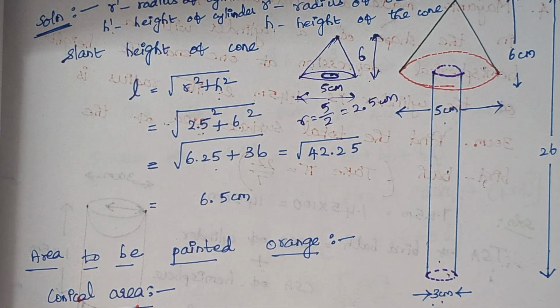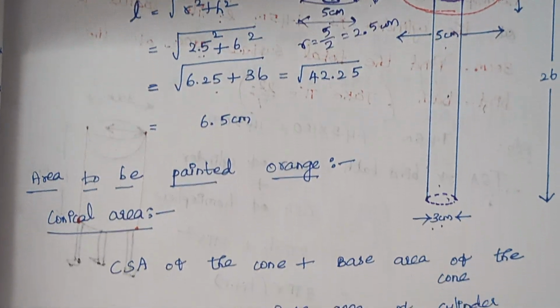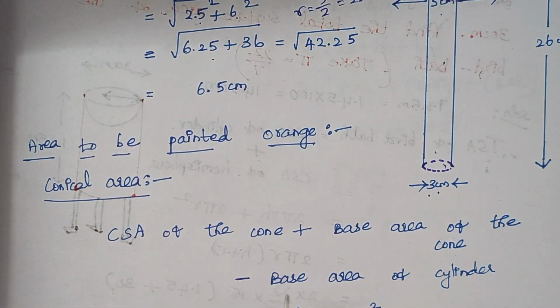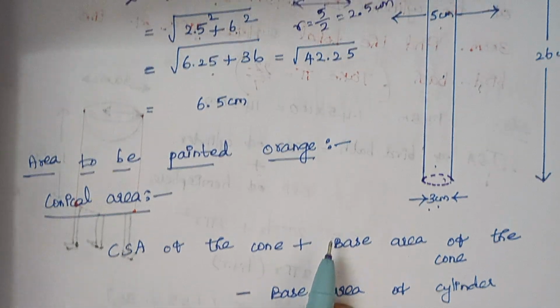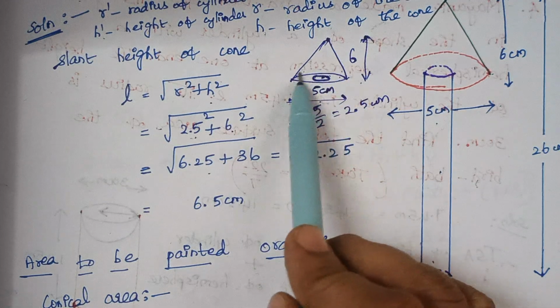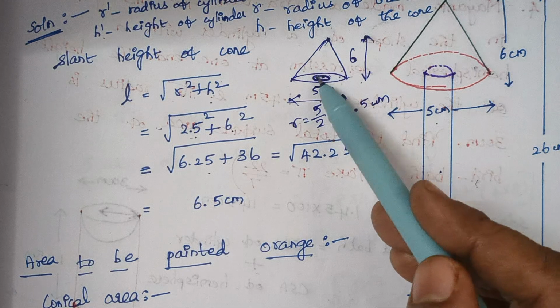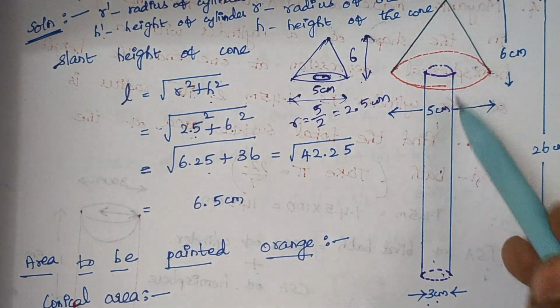Am I making sense here? So write down the formula like that. It is the curved surface area of the cone, plus the base area of the cone, minus the base area or top area of the cylinder, because this is a cylinder.